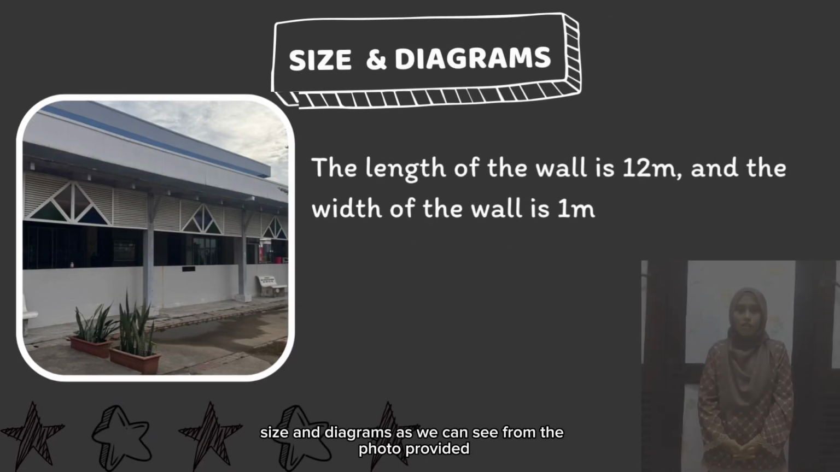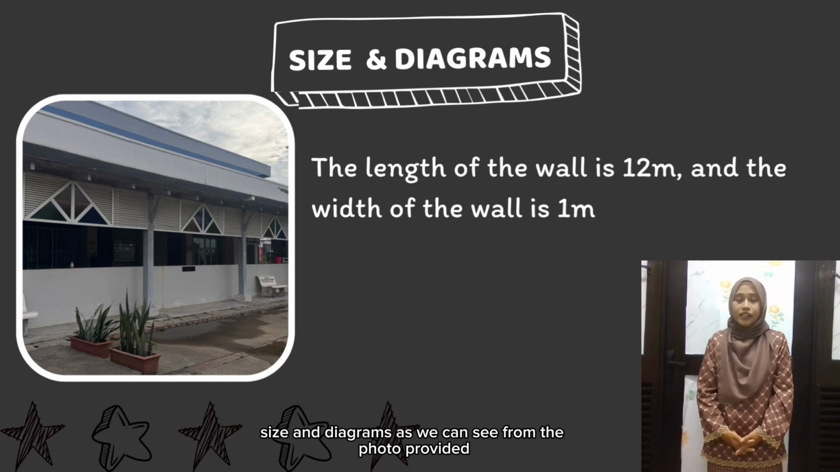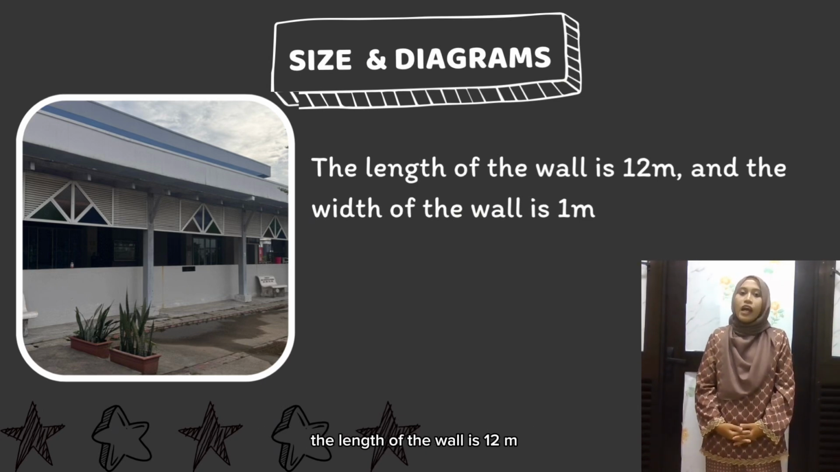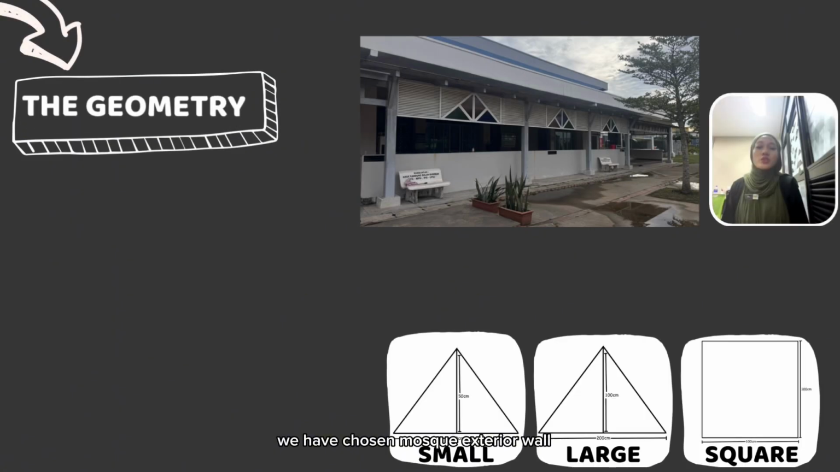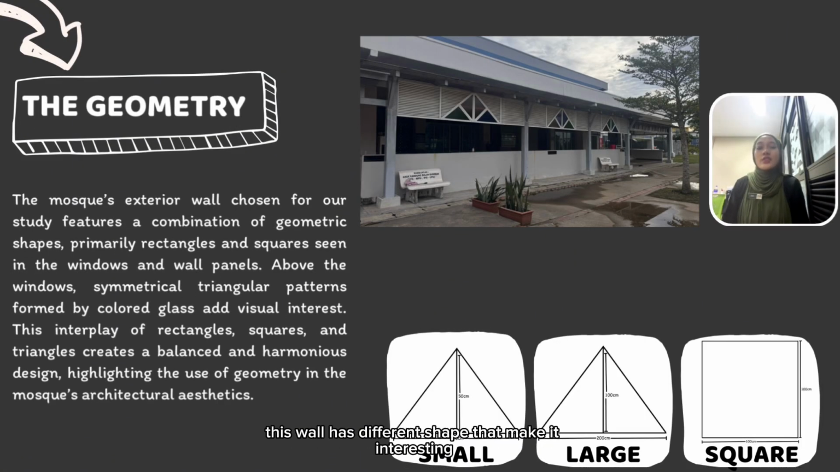Size in diagrams. As we can see from the photo provided, the length of the wall is 12 meters and the width of the wall is 1 meter. We have chosen the mosque exterior wall. This wall has different shapes that make it interesting. Most of the shapes are rectangle and square. You can see these shapes in the window and the wall panel.